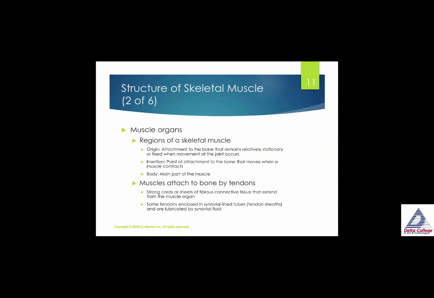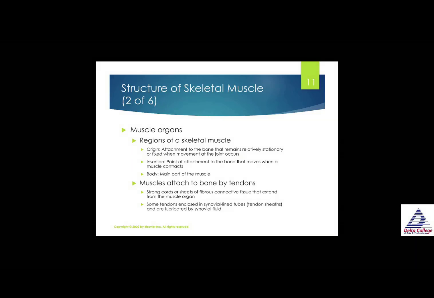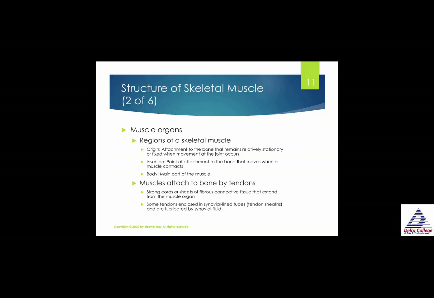Now, muscles attach to bone by way of tendons. Tendons are composed of a dense, fibrous connective tissue that extends from the muscle wrappers described earlier. It's in the shape of heavy cords or broad sheets, and tendons have a great strength. They do not tear or pull away from the bone easily. However, sometimes in certain traumas, a tendon can be torn or ruptured.